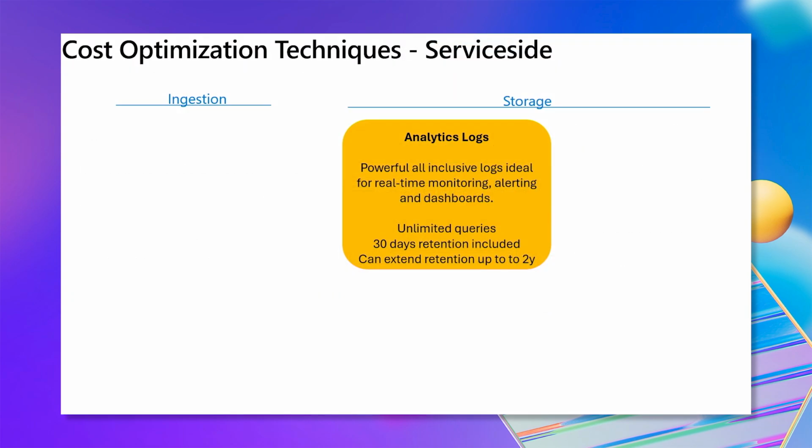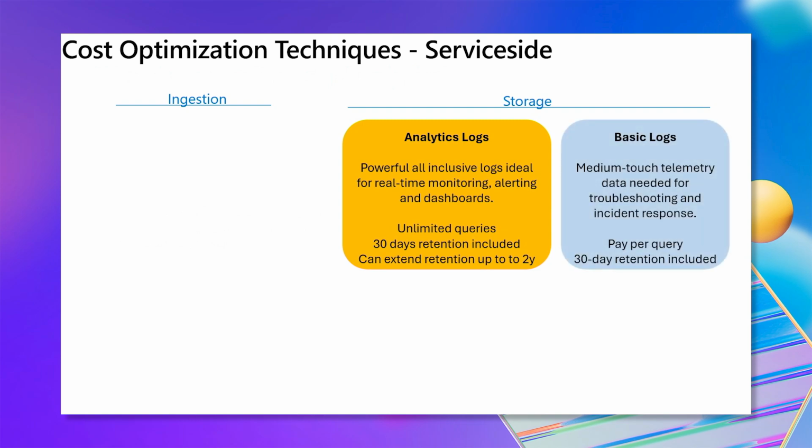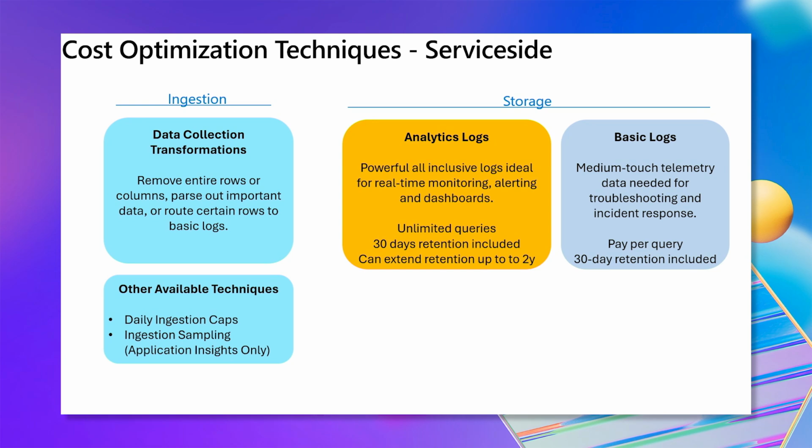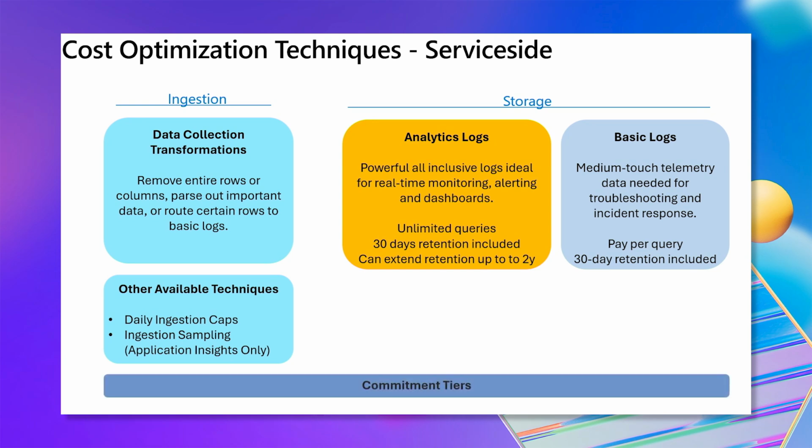On the service side, there is a whole other suite of tools built into the Azure Monitor service. Our default logging tier, Analytics Logs, powers alerting and dashboards. Though for less used logs like diagnostic logs, you could consider switching to the Basic Logs tier. At ingestion, data collection transformations are available to filter out data on the fly before it reaches storage. It has a cost that is a small fraction of the normal ingestion charge. Other techniques include daily ingestion caps or ingestion sampling available in Application Insights. And as your usage grows, you can reduce your per-gigabyte ingestion charge by utilizing commitment tiers.